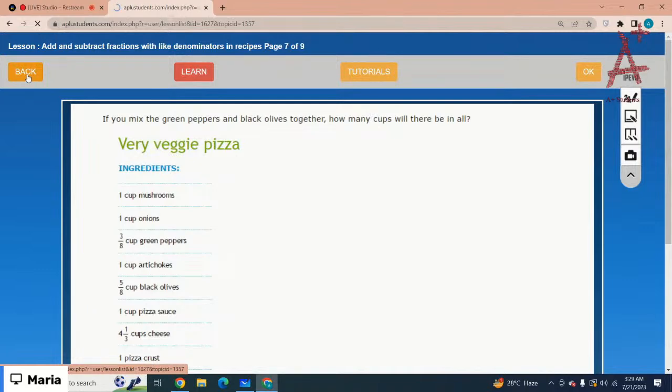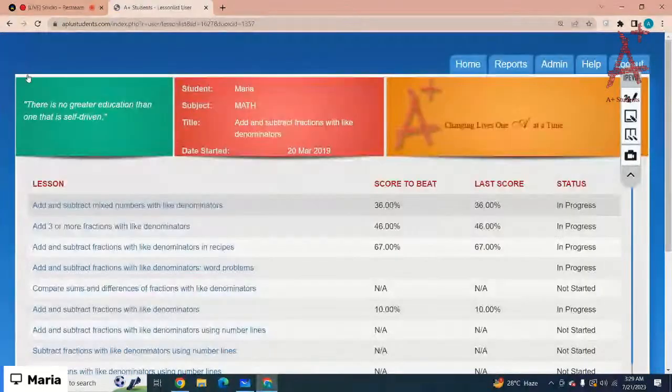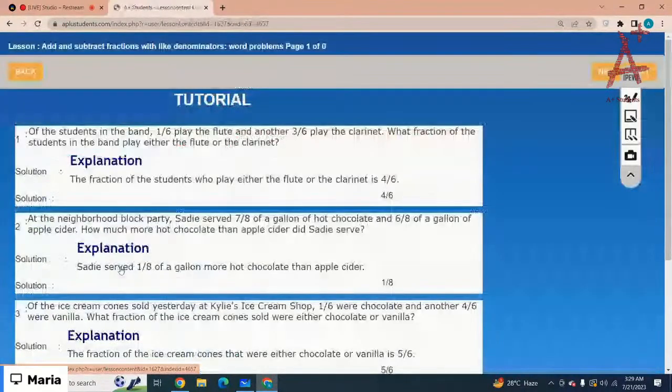And the next lesson is add and subtract fractions with like denominators word problems. So let's just start with the next lesson. Okay, let's start with the first example. Of the students in the band, one sixth plays the flute and another three sixths play the clarinet. What fraction of the students in the band play either the flute or the clarinet?